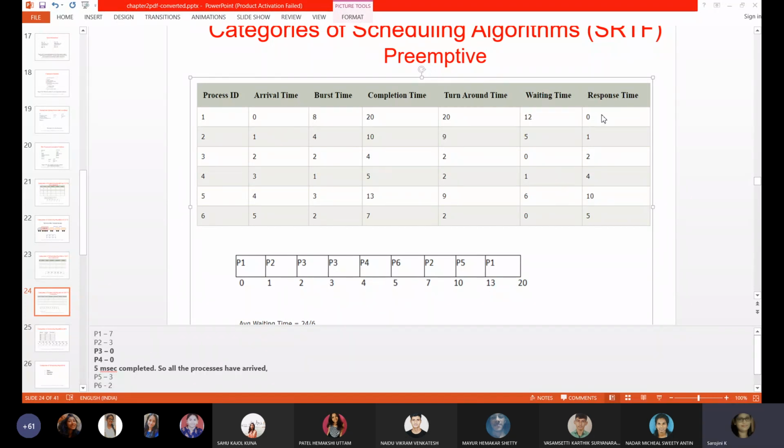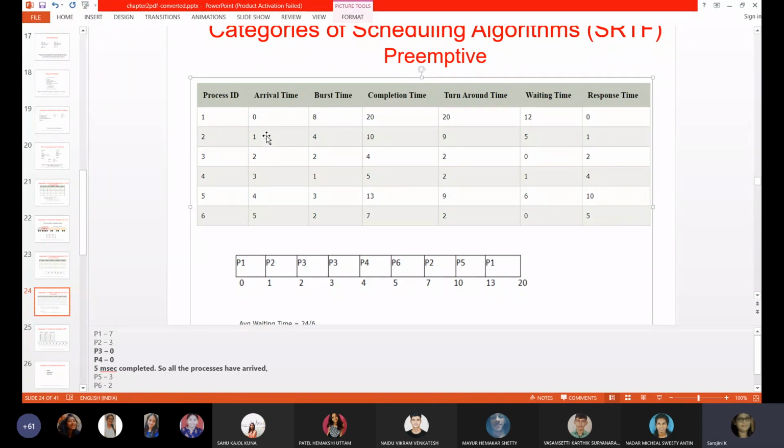Again, I repeat, process P1 arrived at 0 millisecond. When it started to use the CPU, it started in the 0th millisecond itself. So its response time is what? 0 millisecond only. When it arrived, it immediately entered the CPU. That's why here it is 0.